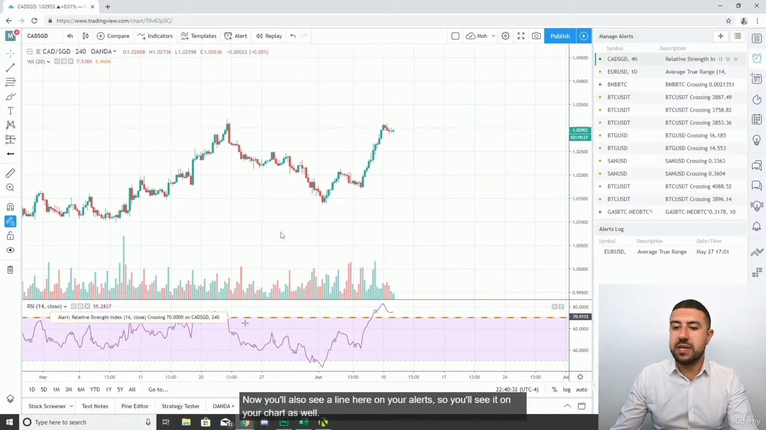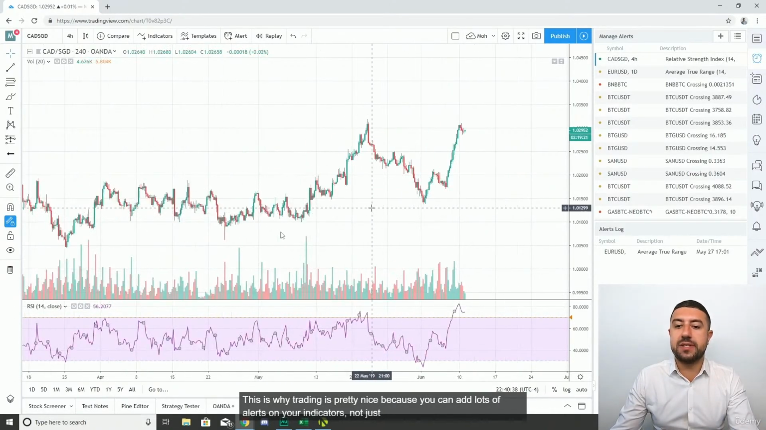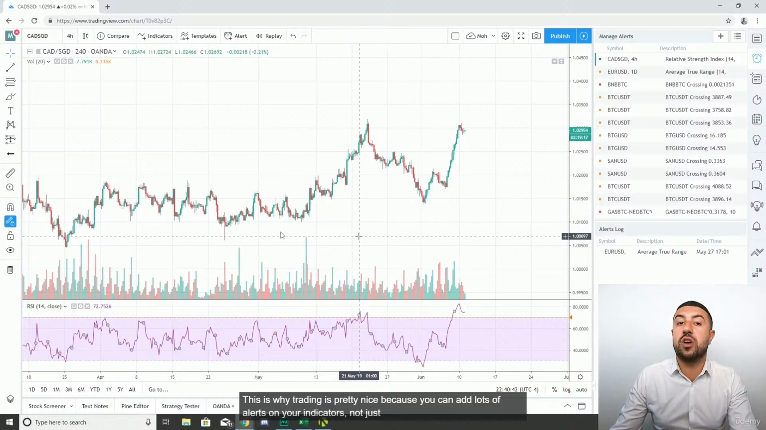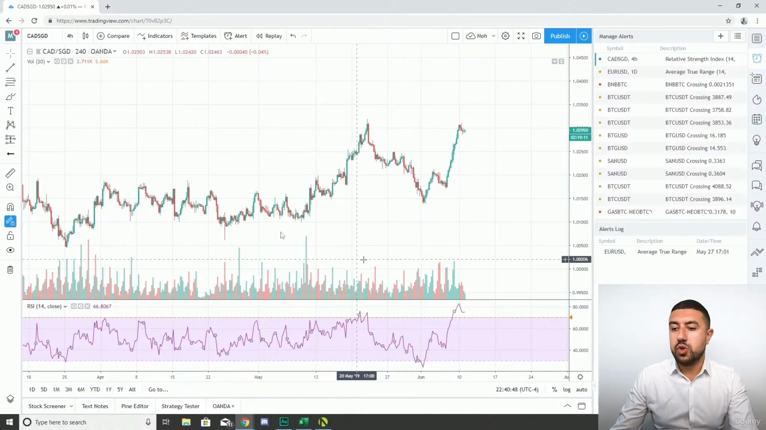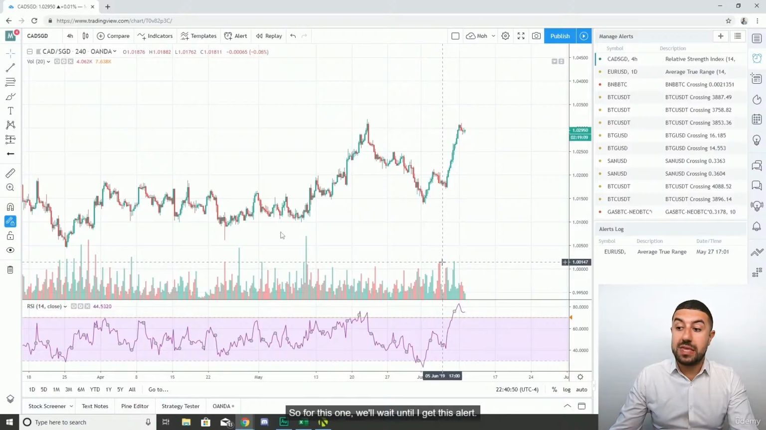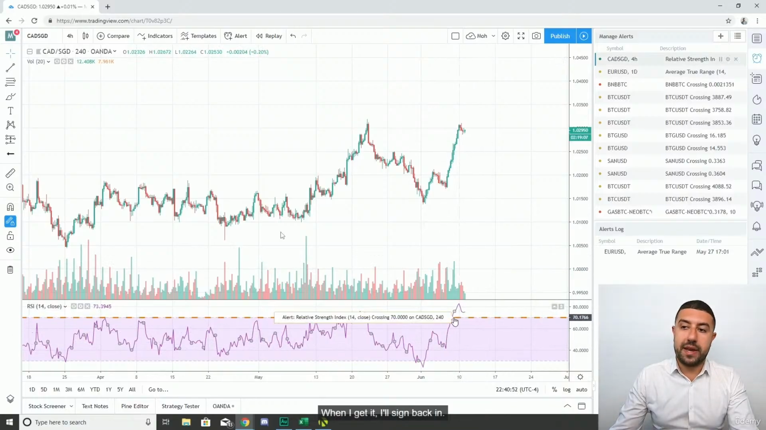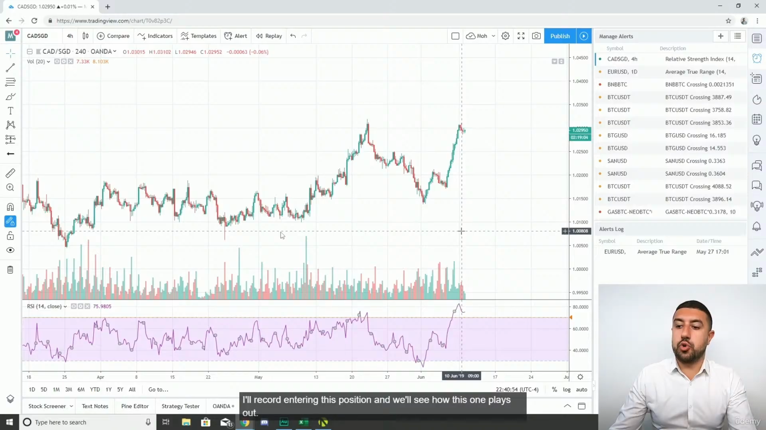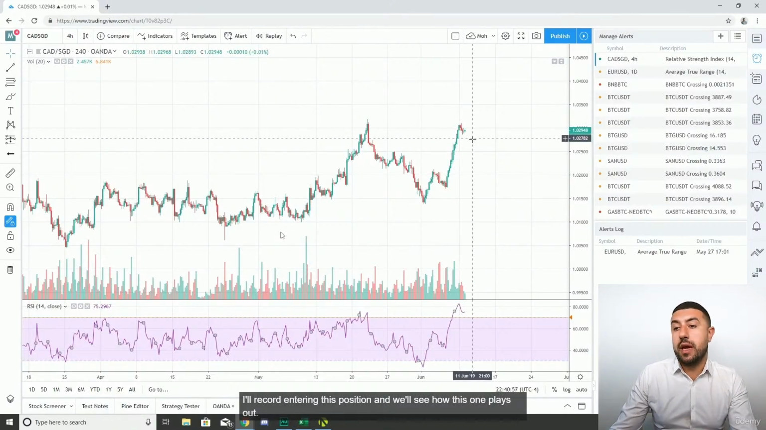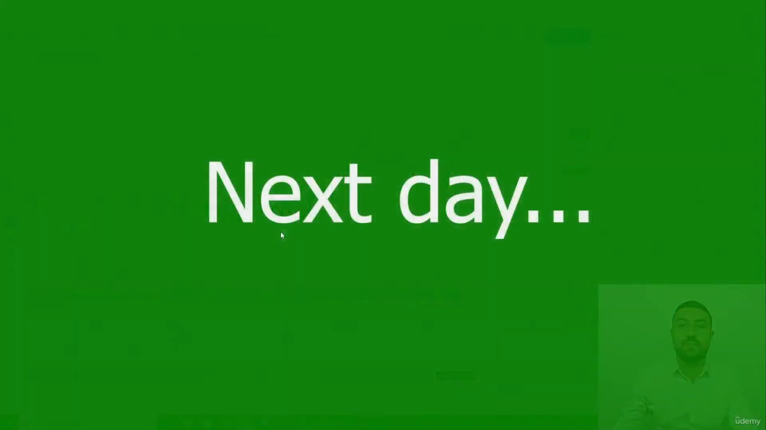Now, you'll also see a line here on your alerts. So you'll see it on your chart as well. This is why TradingView is pretty nice, because you can add lots of alerts on your indicators, not just on the prices. And when something specific happens with an indicator, then you'll get alerted and then you can place your trade. So for this one, we'll wait until I get this alert. When I get it, I'll sign back in, I'll record entering this position, and we'll see how this one plays out.